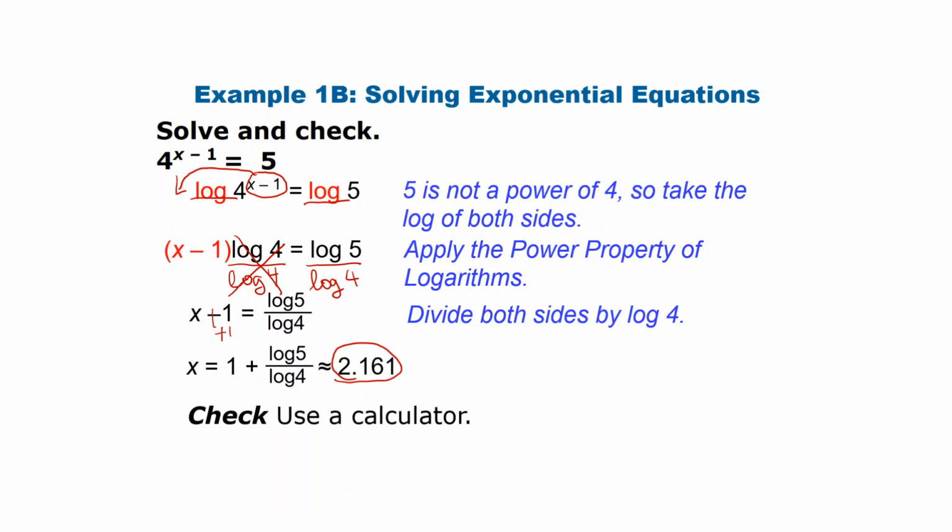So you can also use a calculator to check this. So you just put it into your calculator to your original problem. So we would say 4 raised to the 2.161 minus 1 power, and that would get me close to 5. Now notice it says to get me 5, but since I'm rounding a little bit, it's not quite exactly 5.0000, but it's very close, and so that would be counted as a good check.